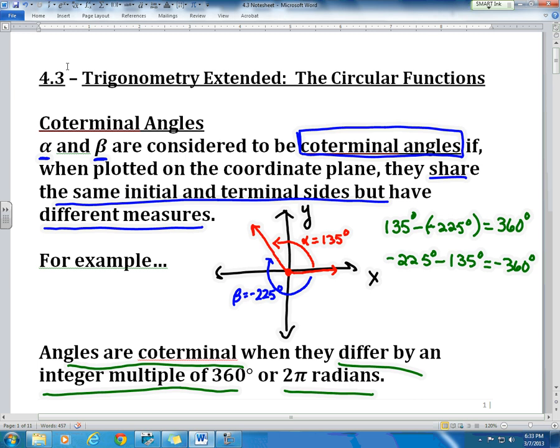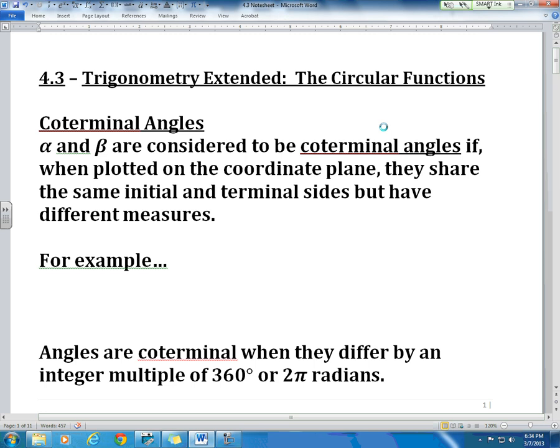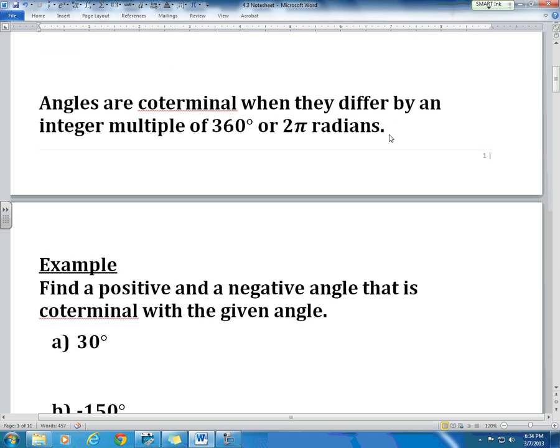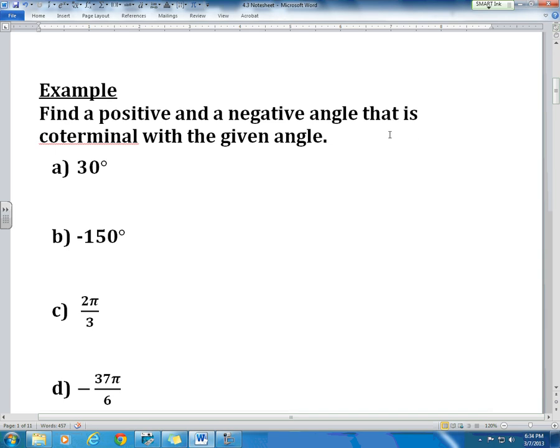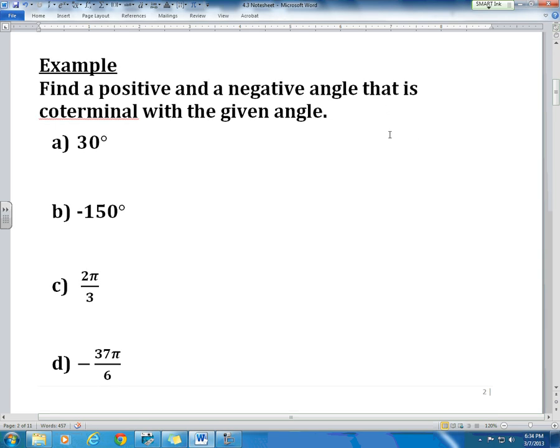So it's important to know that we have these things called coterminal angles, and coterminal angles differ by integer multiples of 360 degrees or 2 pi radians, and that they're sharing the same initial and terminal sides when we draw them. So we're going to try a few examples that deal with this idea of coterminal angles. I'm asking you to find a positive and a negative angle that is coterminal with the angle that's given to you. So we're going to start off with 30 degrees.